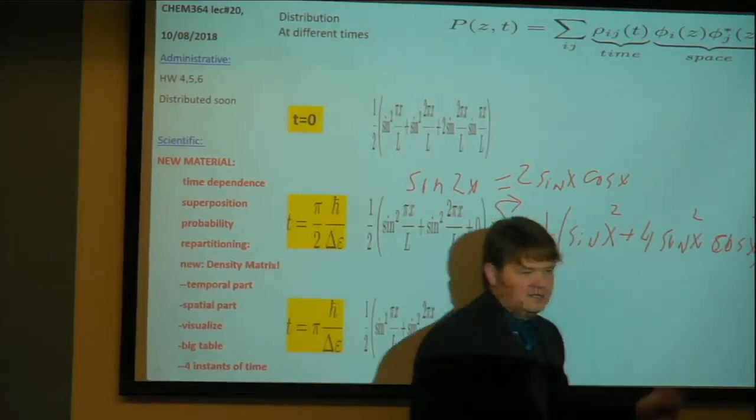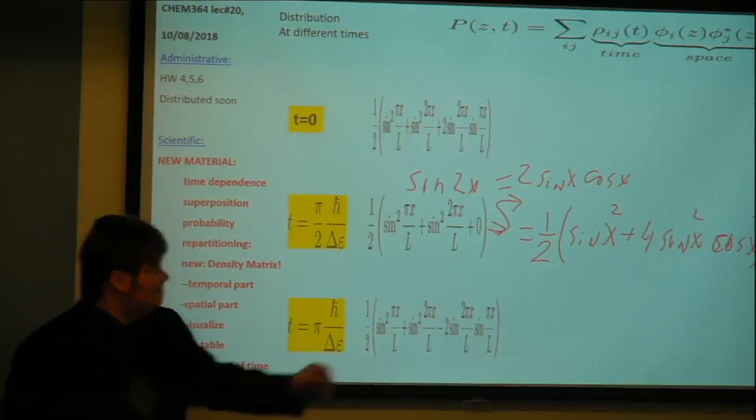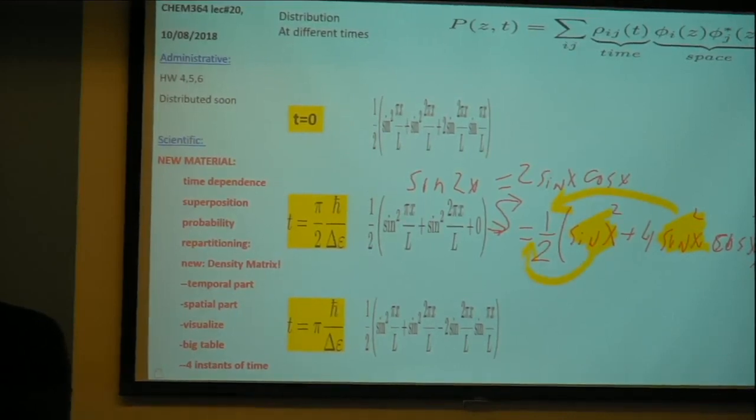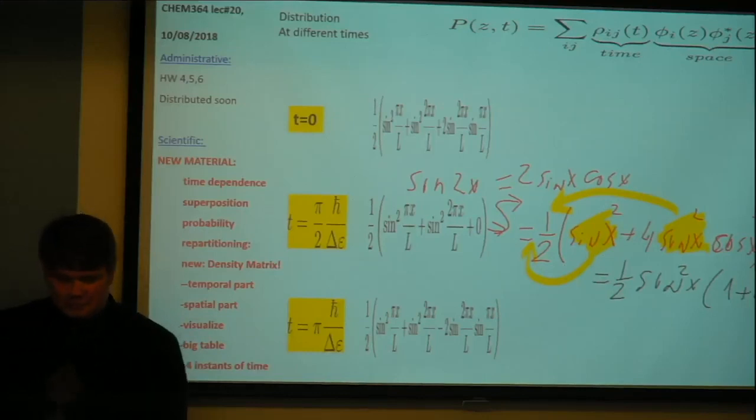Well, what should I do with sine x squared if I want to simplify my life? Can it be put out of bracket as a common term? Yeah. This one and this one can go outside. And then we do have 1/2 sine x squared times 1 plus 4 cosine x squared. Okay. So, can I plot this function?